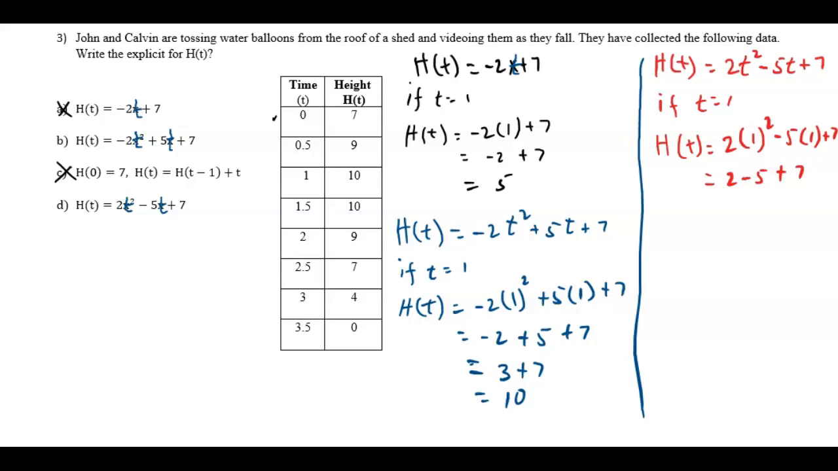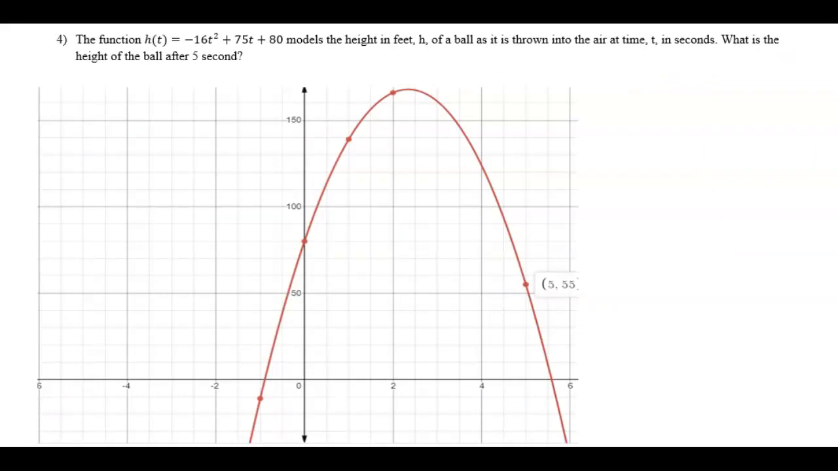2 minus 5 is negative 3, plus 7, and that'll be 4. So that's the decimal. So at the end, our answer will be this. Okay, so you just go ahead and plug in some numbers and see which one is satisfied, and you'll get your answer. Now, here's another question.